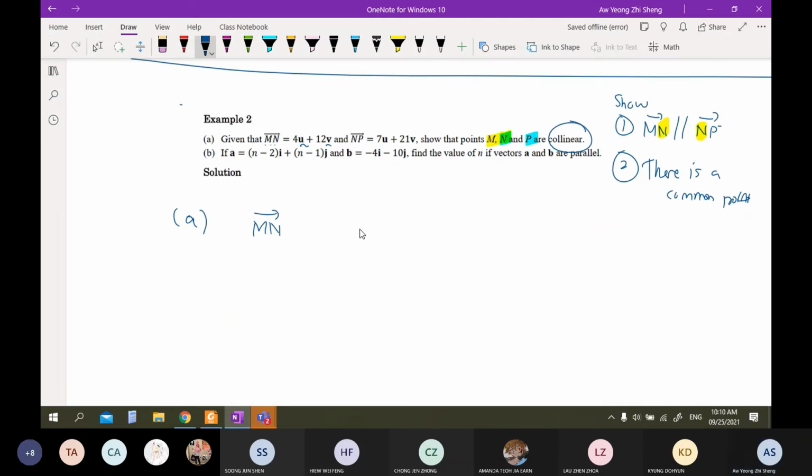So let's start with MN, and we try to write it. The aim is to get a number times NP at the end. So let's copy MN first. It is 4u plus 12v.